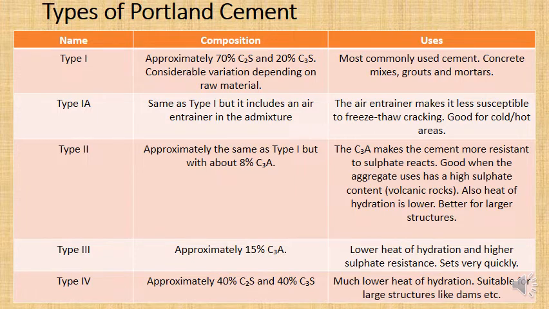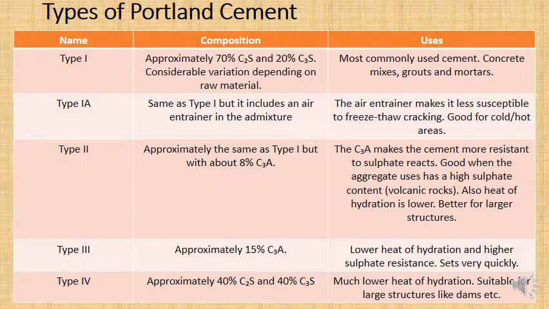Type 3 is the same as type 2, but there's even more C3A involved. Now, there's a small error there. It says sets very quickly. It doesn't. It actually is a slower setting speed. And then type 4, there's even more tricalcium silicate in it. Now this, like the tricalcium aluminate, it will lower the heat of hydration, but it doesn't have the sulfate resistance that tricalcium aluminate has.